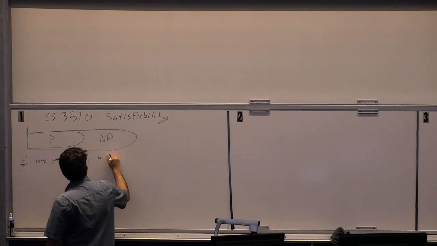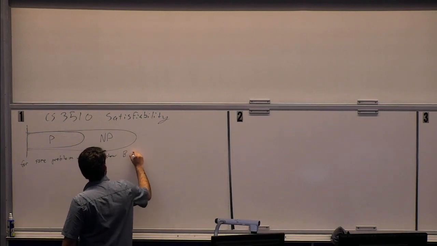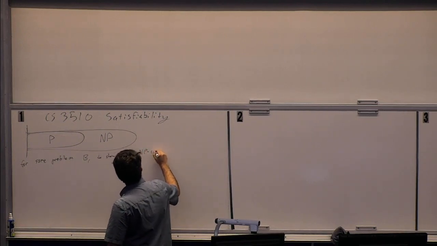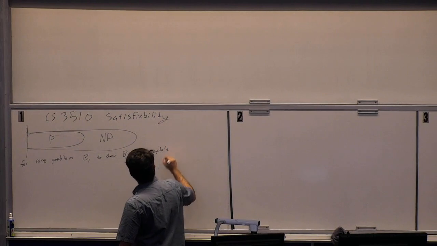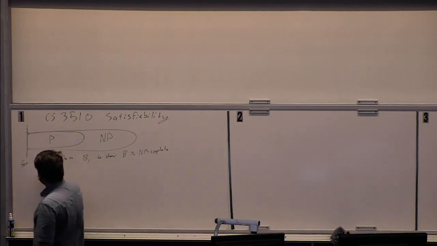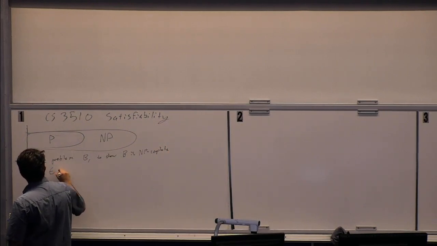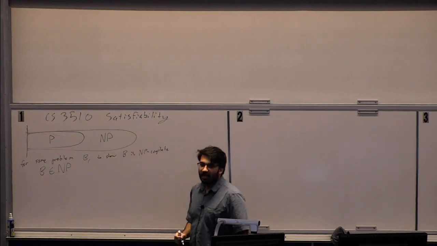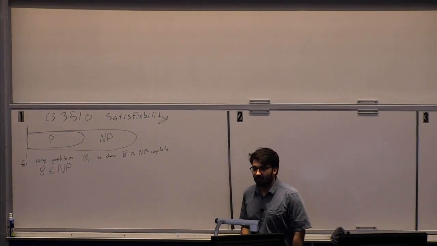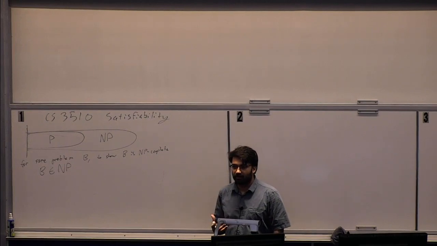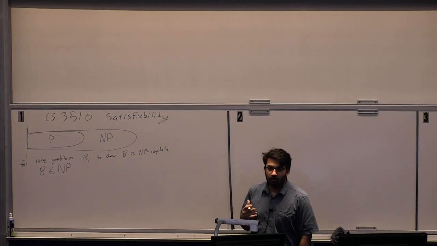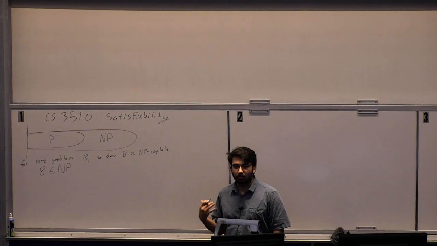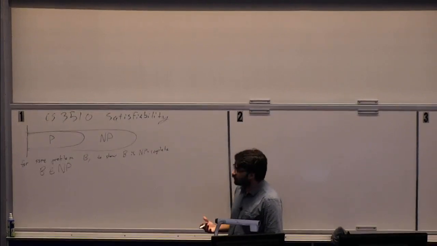to show B is NP complete, you have to do two things. One, it has to be in NP. You first need to show B is in NP. To show a problem is in NP, you need to give a polynomial time verifier. You have to give an algorithm which, on input a problem instance and a witness, can grade the problem efficiently. Now, you're not going to solve the problem.